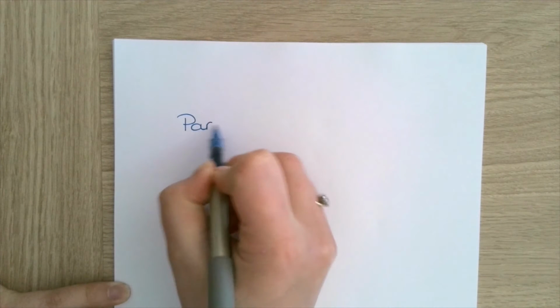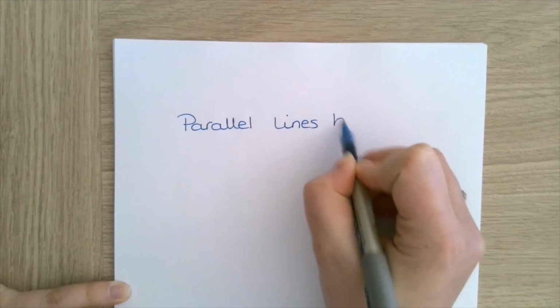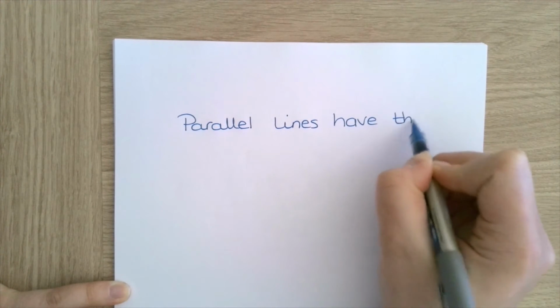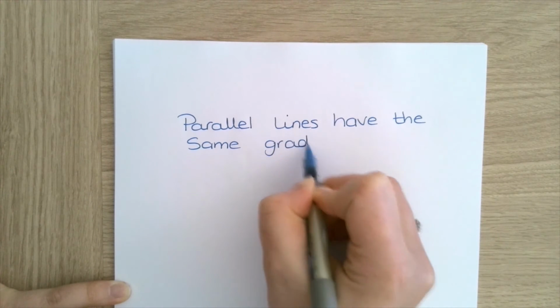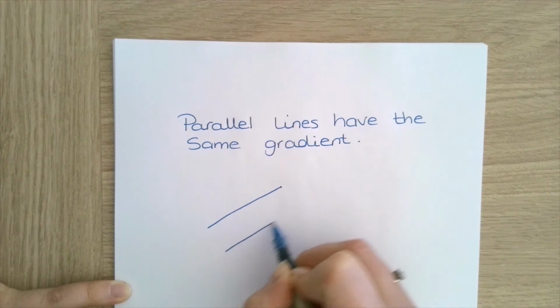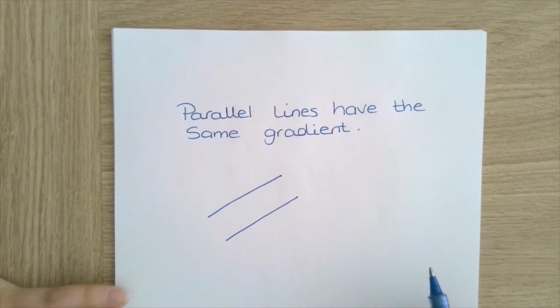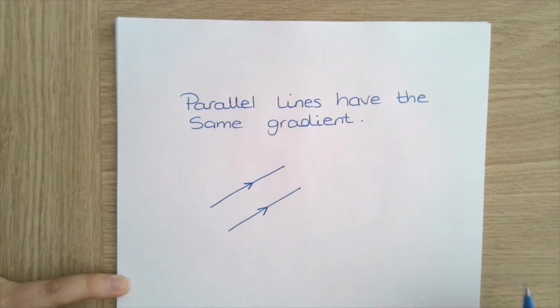So what we're going to look at next is perpendicular and parallel lines. So parallel lines have the same gradient. So this line and this line are parallel. Obviously I haven't drawn them with a ruler, so they're not exactly correct. But let's say that they are parallel, they would both have the same gradient.